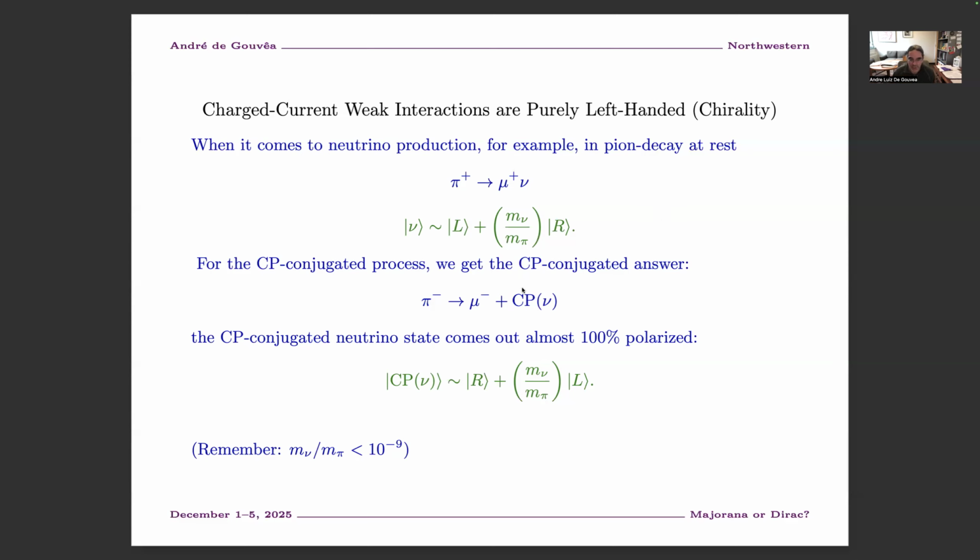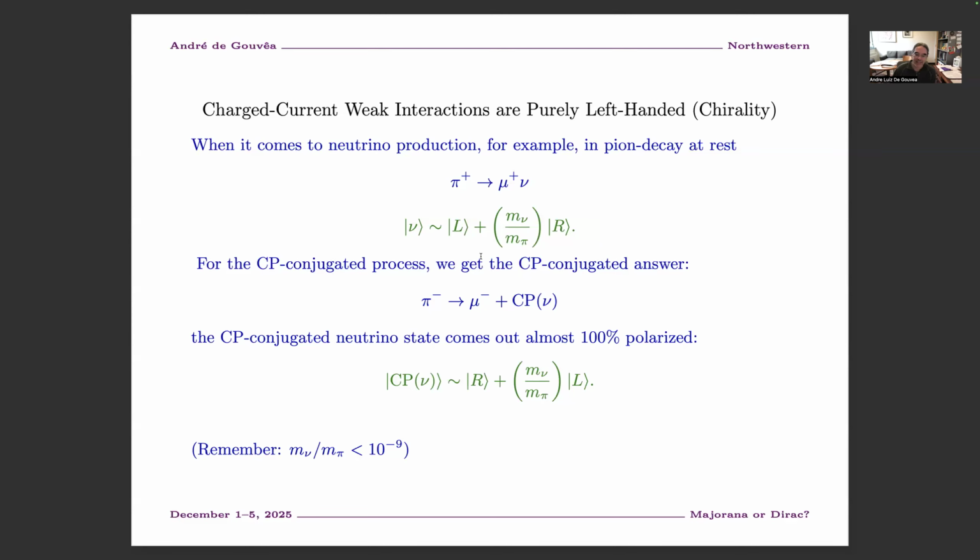I can now talk about the CP conjugate of that process, and the CP conjugate of that process will produce the CP conjugate of the neutrino. And let's not call it the antineutrino, it's just the CP conjugate of the neutrino. That state, by the same story, is mostly right-handed. And the reason this is important is, again, when the neutrinos are going to be detected later on, they will also be detected by the weak interactions.